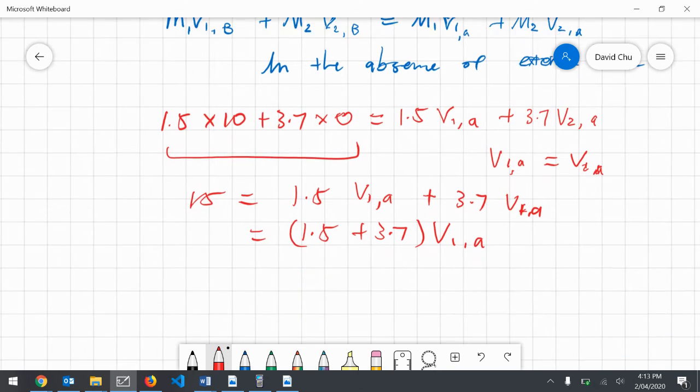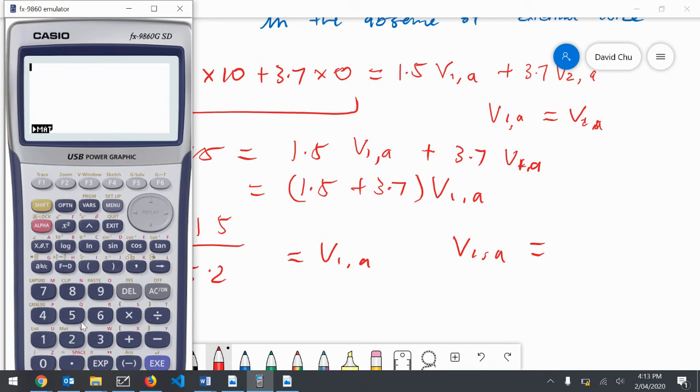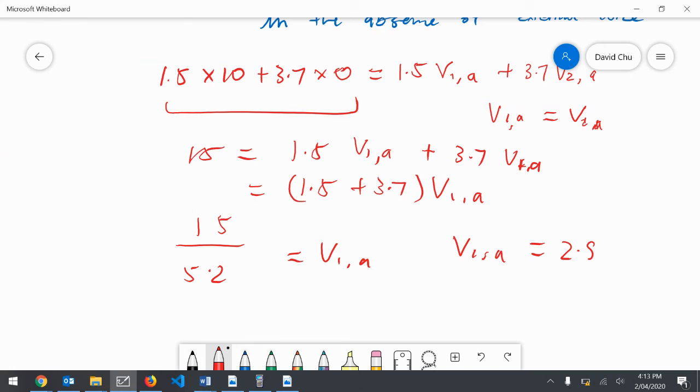Moving up, I can say 15 divided by 5.2 equals v1a. So v1a equals, I'll get my calculator up, 15 divided by 5.2 is 2.88. Have I got the rounding correct? And since it's 2 significant figures, this is roughly equal to 2.9 meters per second.